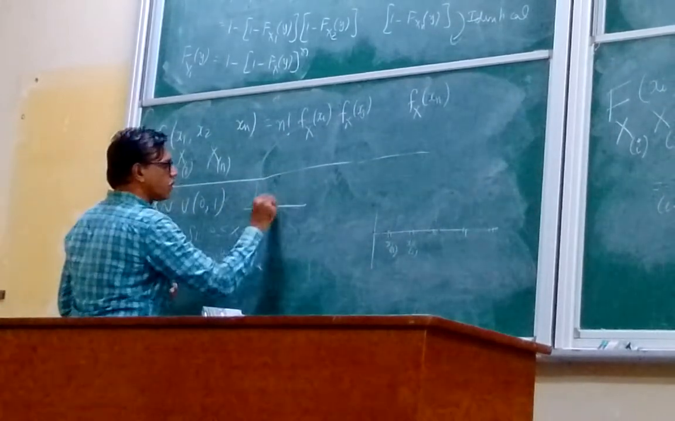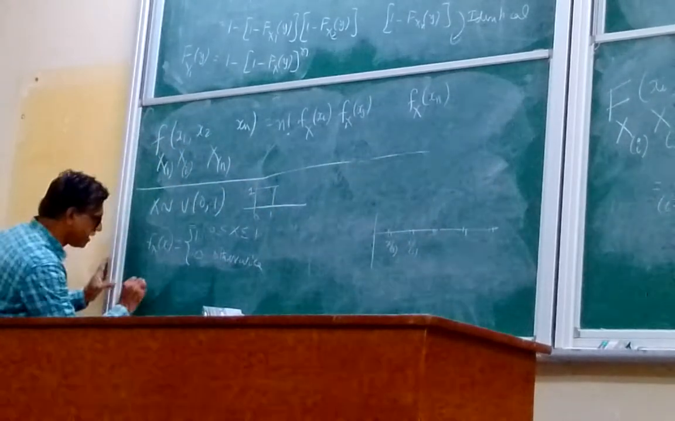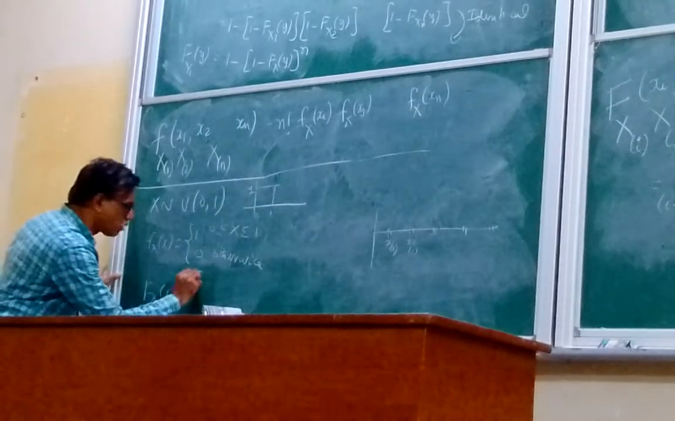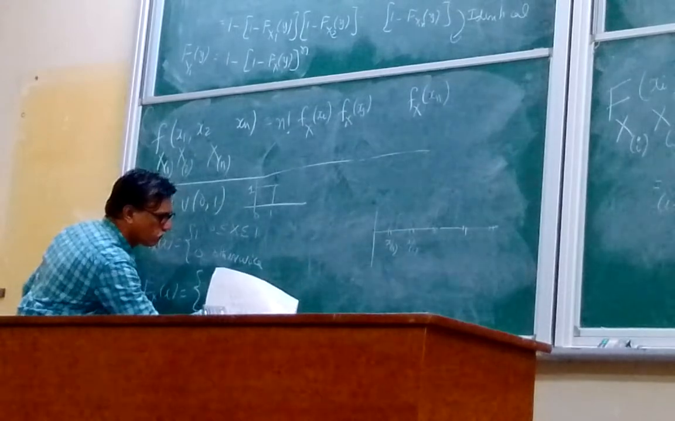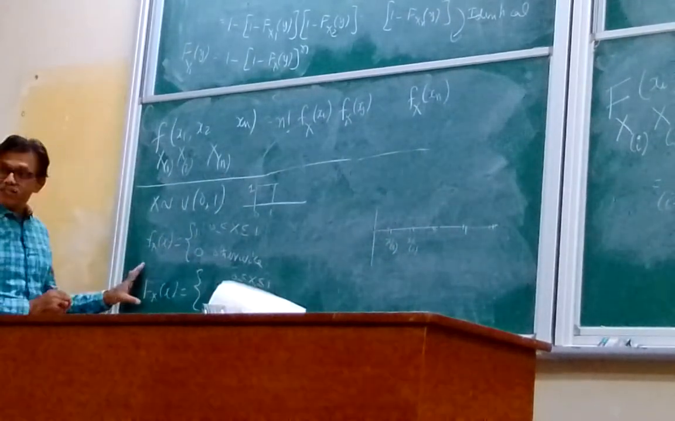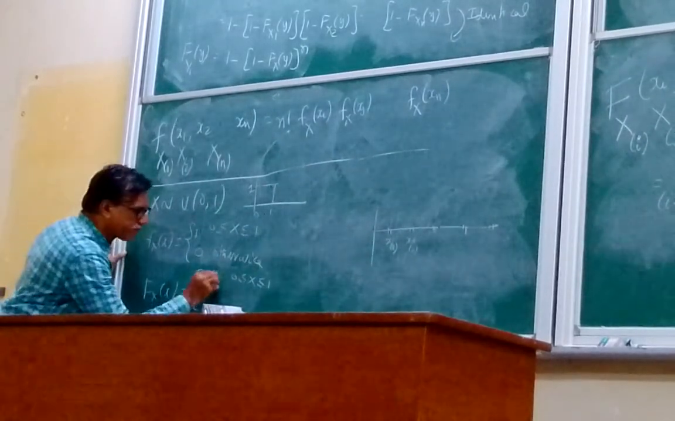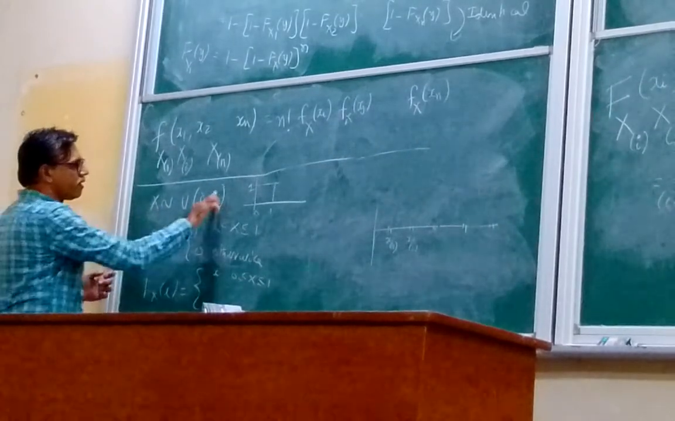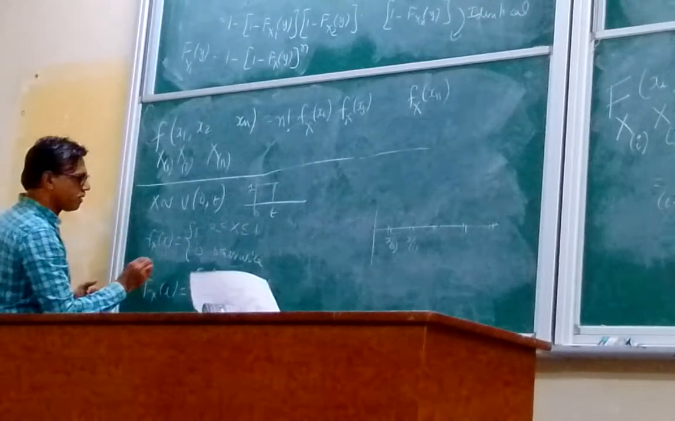Because it is like this. And then F_X(x). For uniform distribution, what is F_X(x)? That is the CDF. But let me not put 0 and 1. I will put it as 0 to t. Make it a little general. Okay?